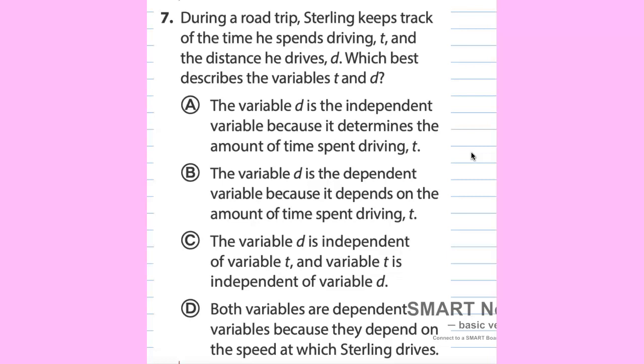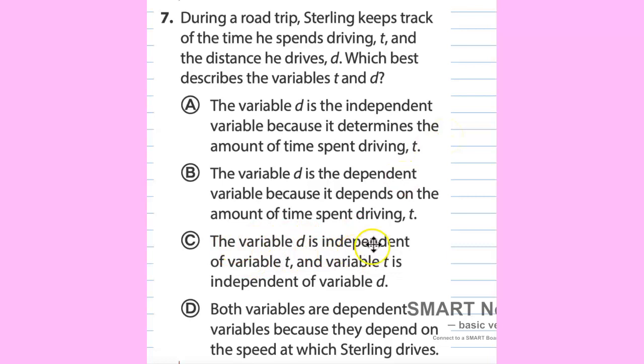and your distance will depend on how much time you travel. Assuming that we drive at a constant speed, like 60 miles per hour or 25 miles per hour, look over here at letter A. The variable D is dependent. The distance is the dependent variable because it determines the amount of time spent driving. That's actually true, but not totally. The variable D is a dependent variable because it depends on the amount of time spent driving. That is the missing part for answer letter A.